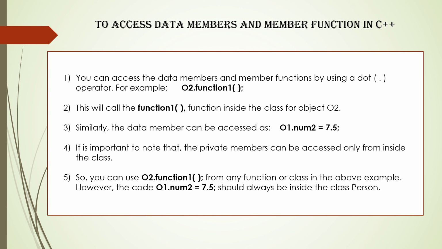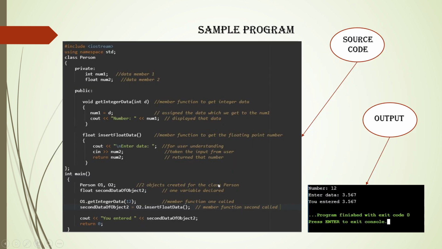Let's see one sample example to get a clearer idea. In this example program, num1 and num2 are the data members of int and float data type respectively, and two member functions, get integer data and insert float data, are defined under the person class. Two objects O1 and O2 of the same class are declared. Here two objects are there, O1 and O2.